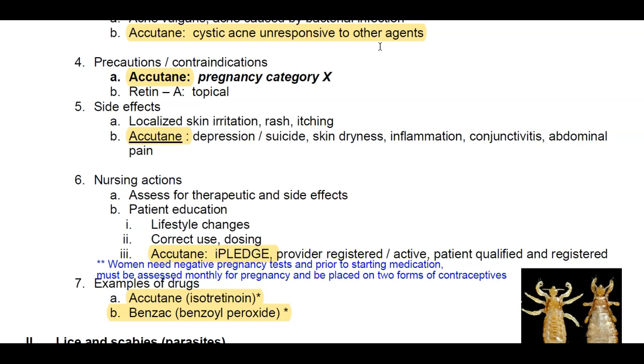We have to weigh risk versus benefits, because the risk is if we start giving Accutane to our patient, they're at risk for developing depression. It increases their suicide risk. It causes skin dryness, inflammation. It can also lead to conjunctivitis as well as abdominal pain. Nursing action: always assess for therapeutic and side effects, and patient education.